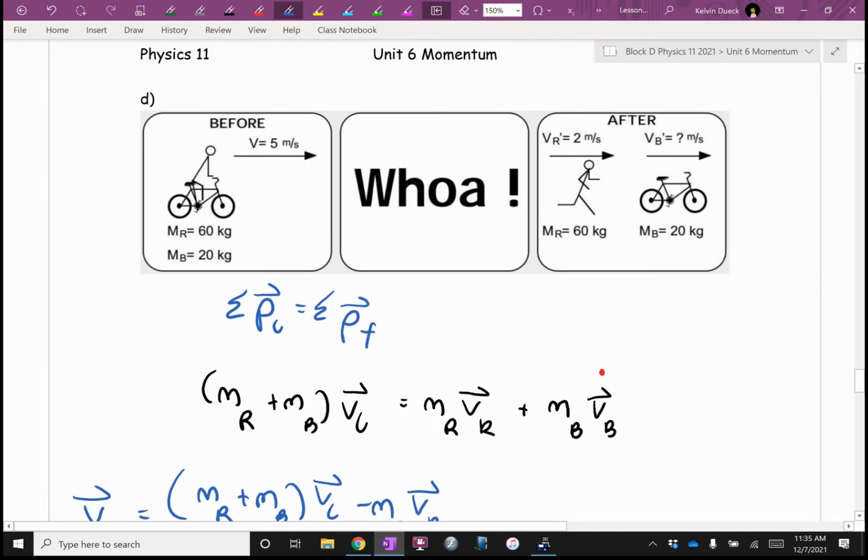By the way, how fast was the rider traveling before he or she jumped off? How fast are they traveling now? Did the rider lose momentum or gain momentum? So what's the bike going to do? Gain. The bike's going to be going faster than 5. So if you're really paying attention and visualize what's going on, there are some built-in error checks along the way. If I got an answer less than 5, I've messed up.